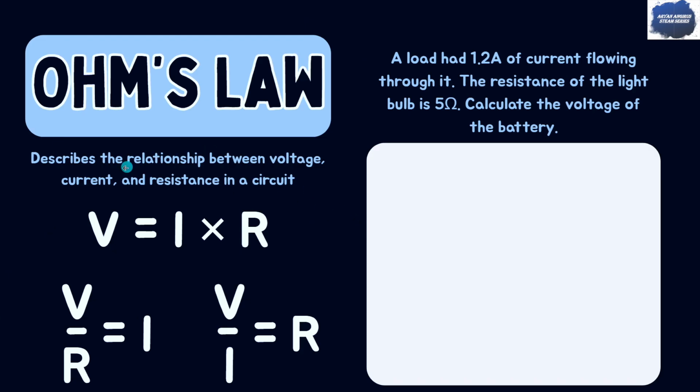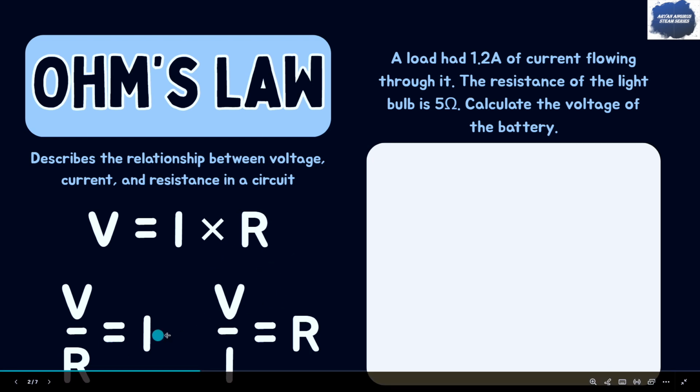This is Ohm's law. It describes the relationship between voltage, current, and resistance in a circuit. V is volts, I is amps, and resistance is measured in ohms. These are the variations of the Ohm's law formula.